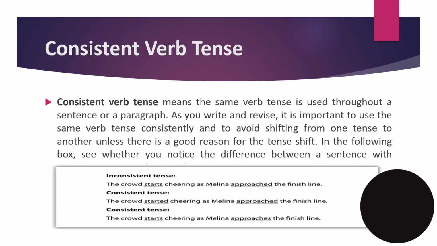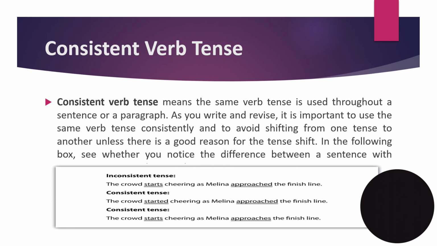Consistent verb tense. Consistent verb tense means the same verb tense is used throughout a sentence or a paragraph. As you write and revise, it is important to use the same verb tense consistently and to avoid shifting from one tense to another unless there is a good reason for the tense shift. In the following box, see whether you notice the difference between a sentence with inconsistent tense and one with consistent tense.